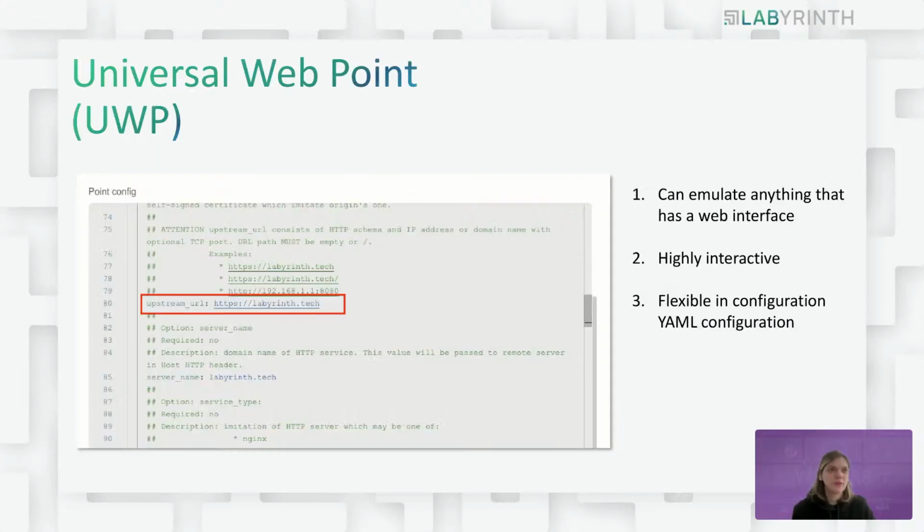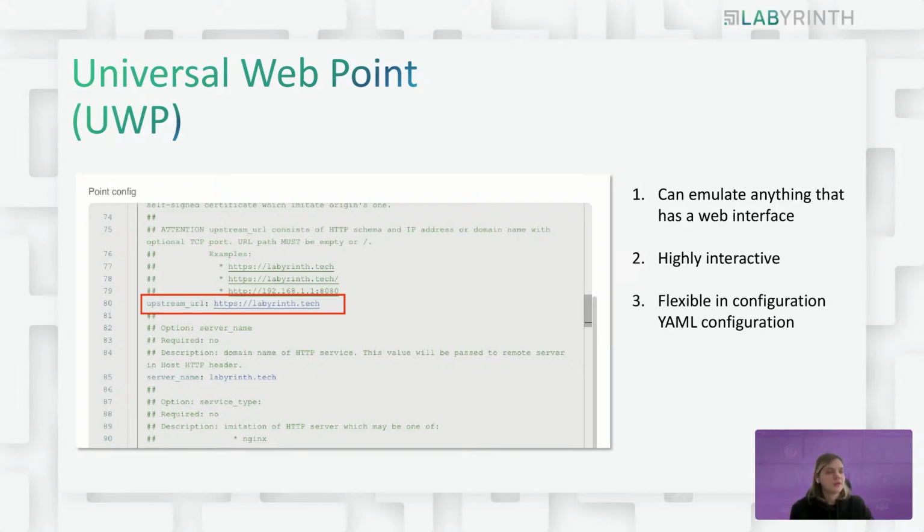So this is how it looks. Universal point in general is the only type of decoy that requires, if even minimum, but still configuration, because we need to know what exactly we will be emulating. So for this, you need to specify your upstream URL, which is the URL of what we will be emulating. In the example that you see here, we are emulating our website.